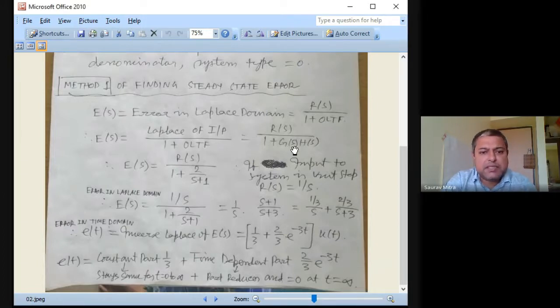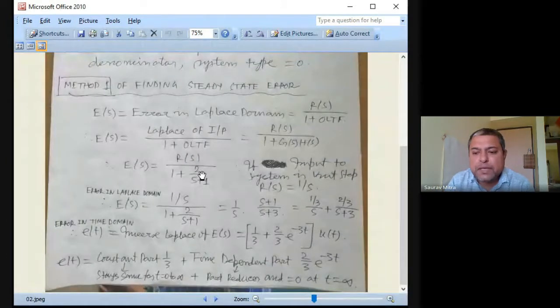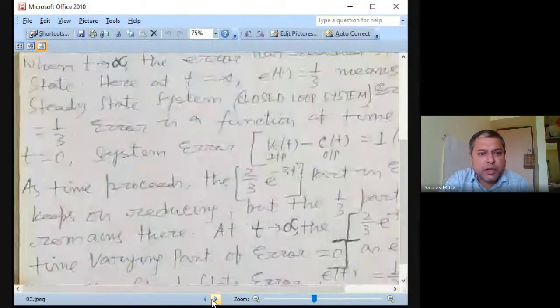Okay, so what is G(s)H(s)? G(s)H(s) is equal to 2 divided by s plus 1. This is something we have to remember, or you have to assume that we are taking G(s)H(s) equal to 2 by s plus 1, with H equal to 1. Okay, so this is our initial case. Let us go to our result. So what is the result here? The result is the error is 1 by 3, so that we have actually plotted.